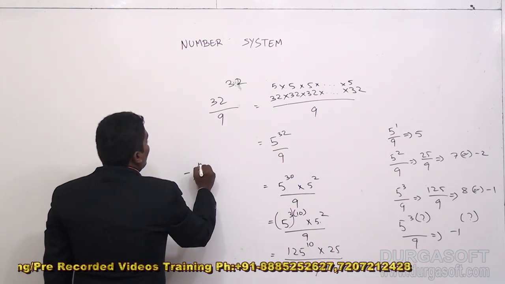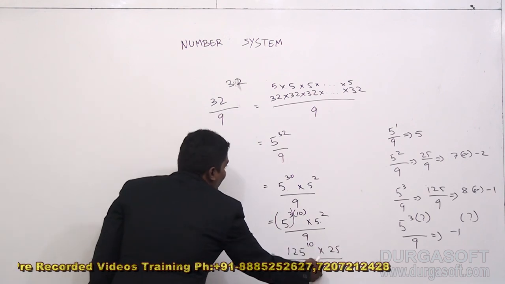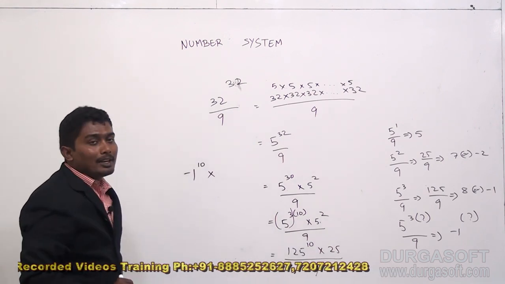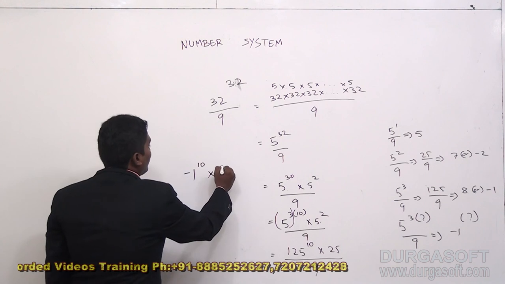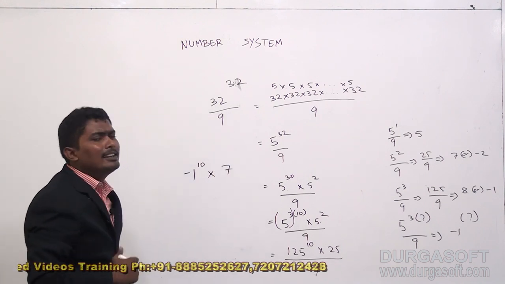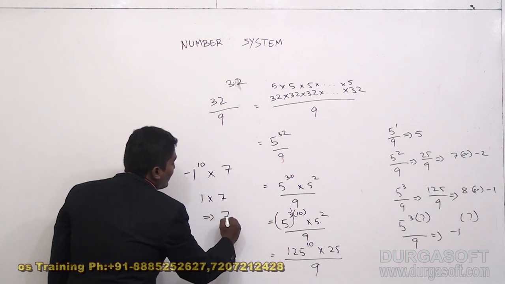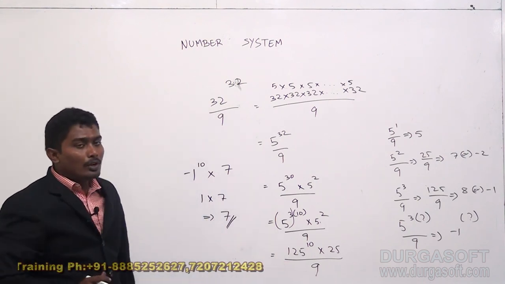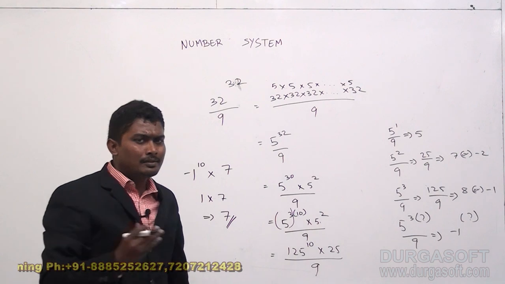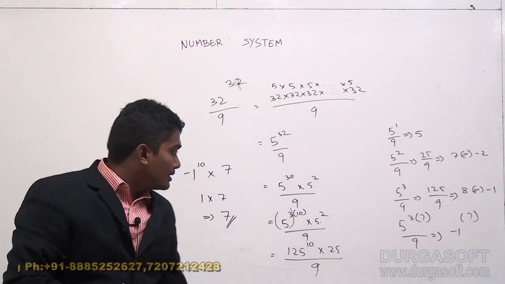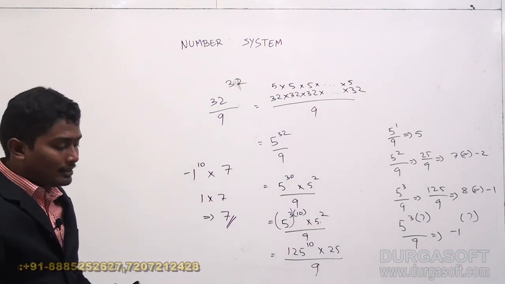So minus 1 to the power 10 into 25 divided by 9, I'll get the remainder as plus 7. So minus 1 to the power 10 into 7, which is 1 into 7. 7 will be my remainder in this case. So if you have seen this, this question is a bit complex compared to the questions that we had discussed. Here the answer is 7.